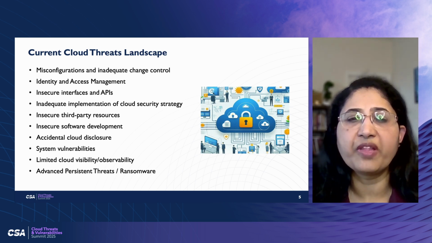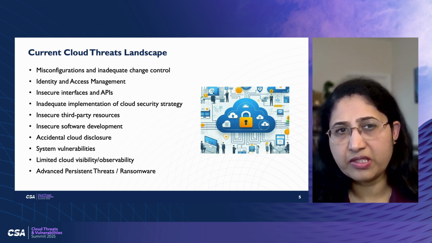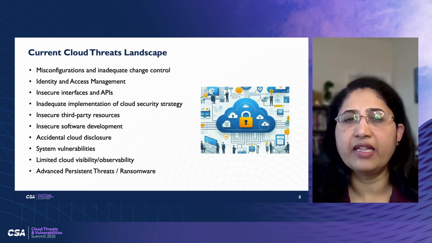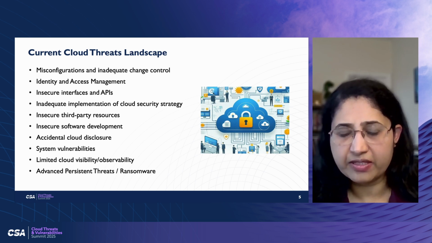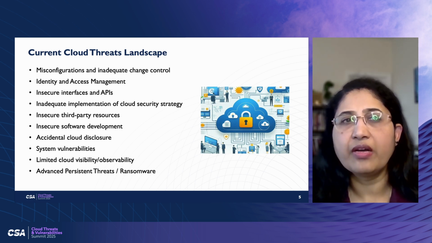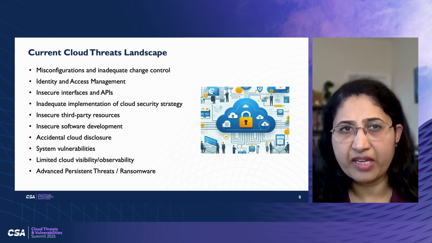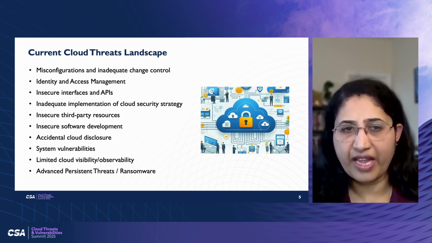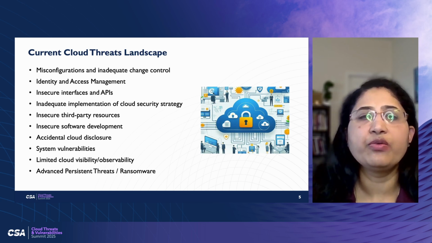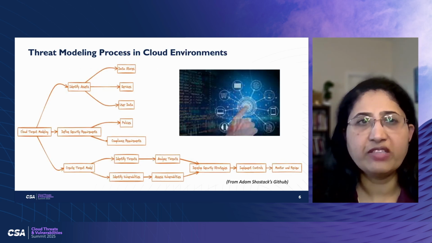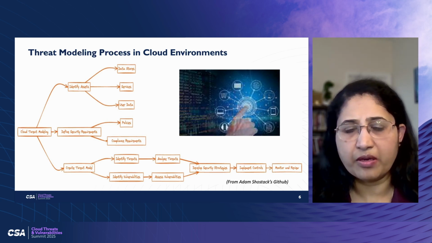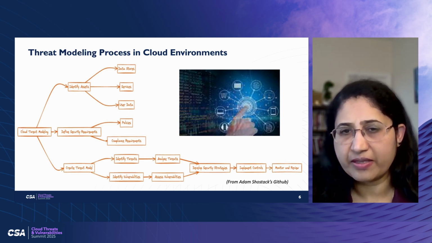By having proper processes and procedures in our cloud design processes, and having controls in place, we can ensure that whatever has been listed by the CSA, we can mitigate and take care of earlier on by using proper processes. One such process is the threat modeling process. This is a picture that I've taken from Adam Shostack's GitHub.